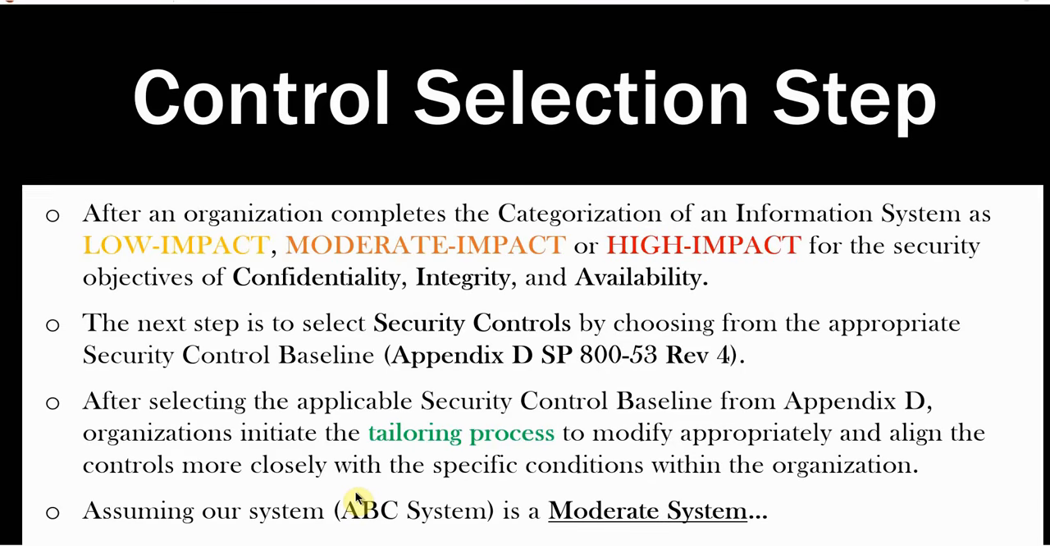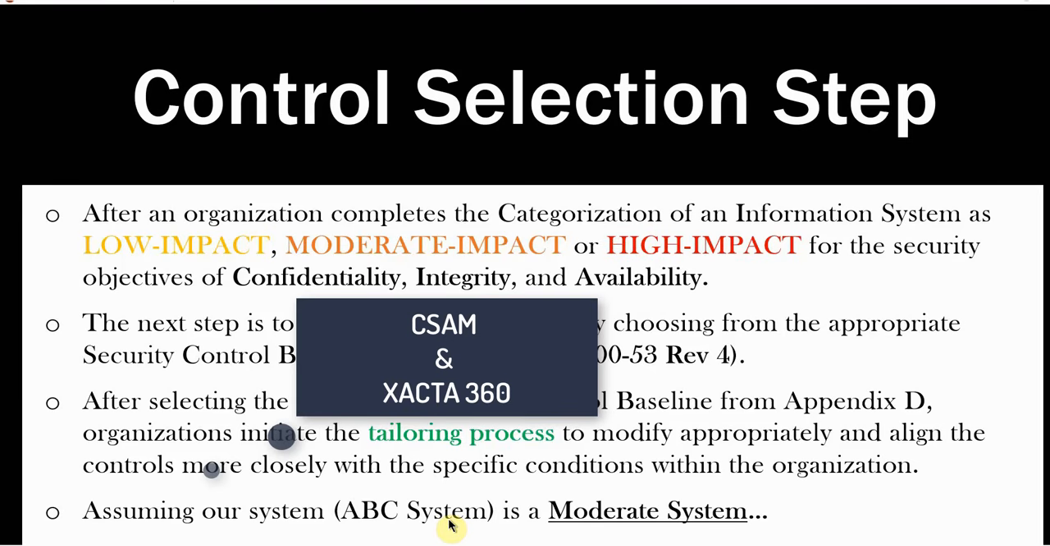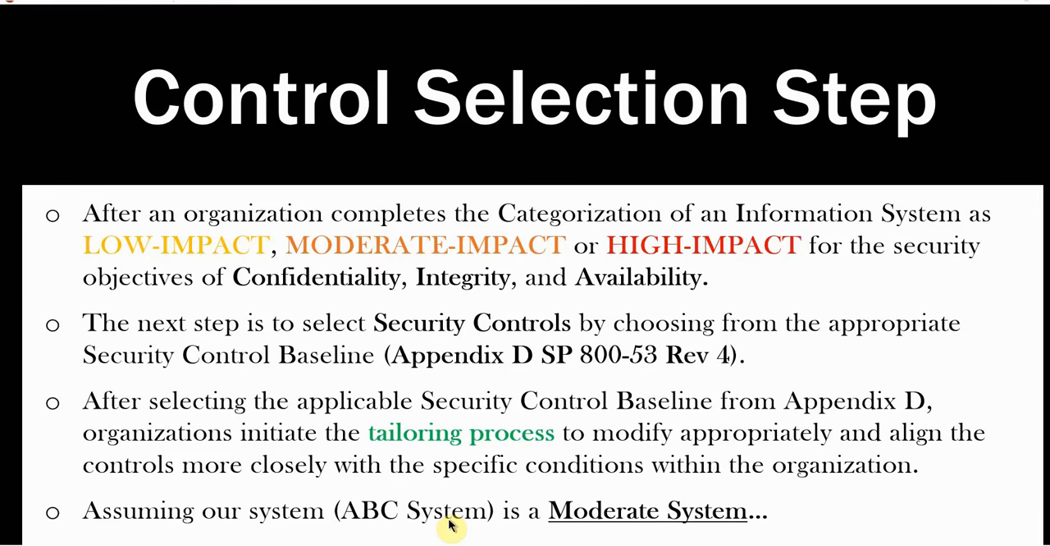All right, so in this video, because we're going to do the hands-on selection, we're going to assume that our system is called ABC system, and it's a moderate system. And again, just for a reminder, we have tools like CSAM and Xacta in the work environment lately within the agencies that can speed up all these controls for you.